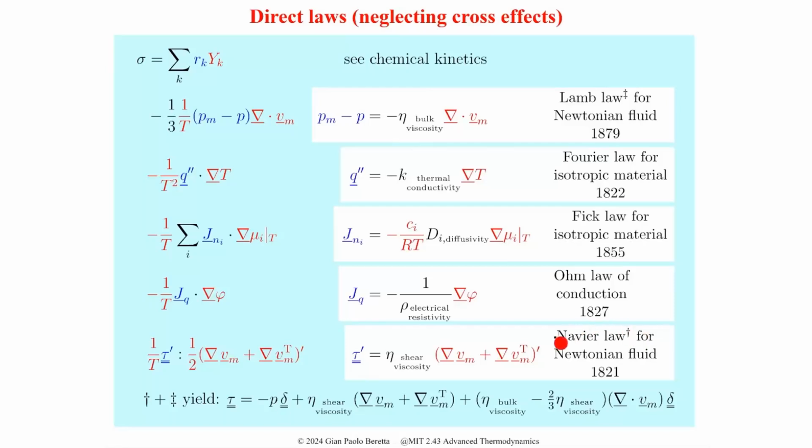In fluid mechanics, the relation between the deviatoric part of the stress tensor and the deviatoric part of the rate of strain tensor is this linear relation, and the proportionality coefficient is called the shear viscosity. We typically just call it viscosity. And with this plus Lambda, you may rewrite the stress tensor in this way.